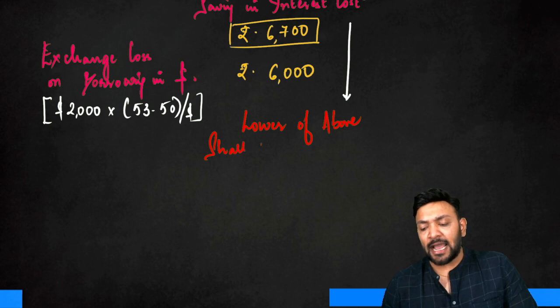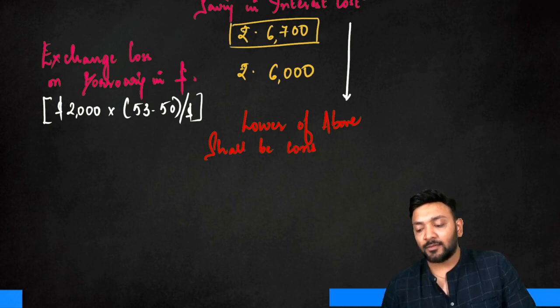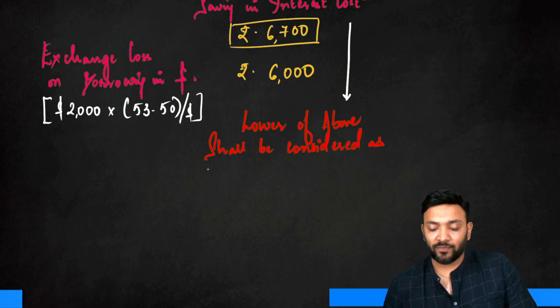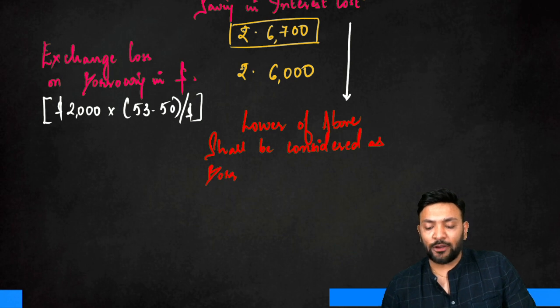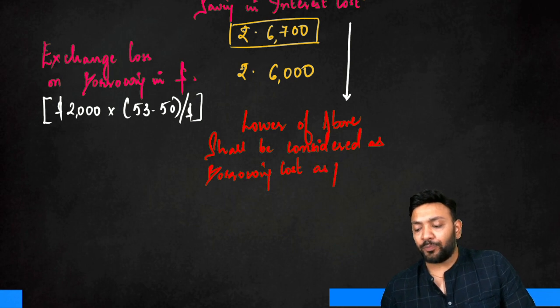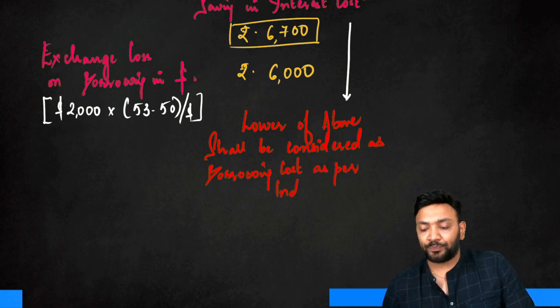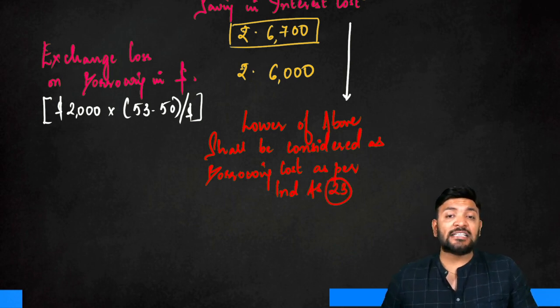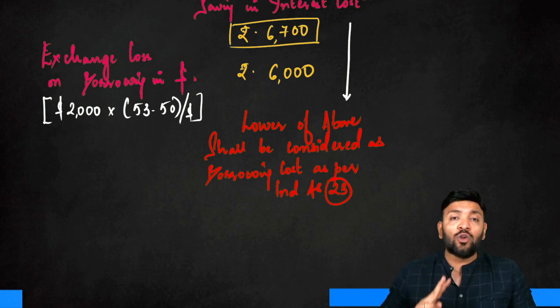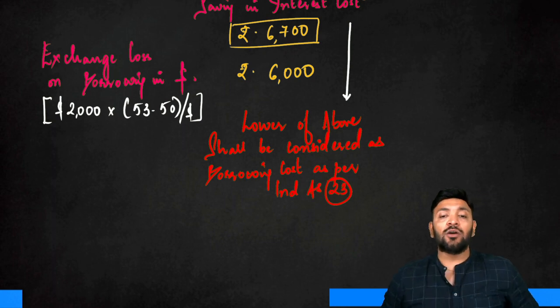shall be considered as borrowing cost as per Ind AS 23. Lower of the exchange loss arising on the foreign currency borrowing because of the increase in the value of dollar, or the savings in interest cost because of the lower interest rate on a dollar borrowing. If I compare these two, lower of these two amounts shall be considered as borrowing cost.